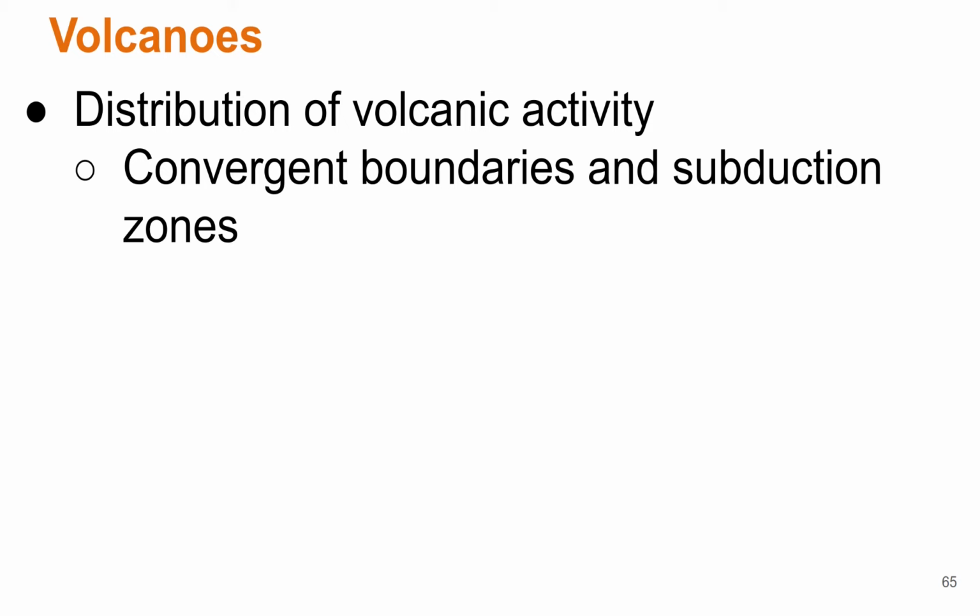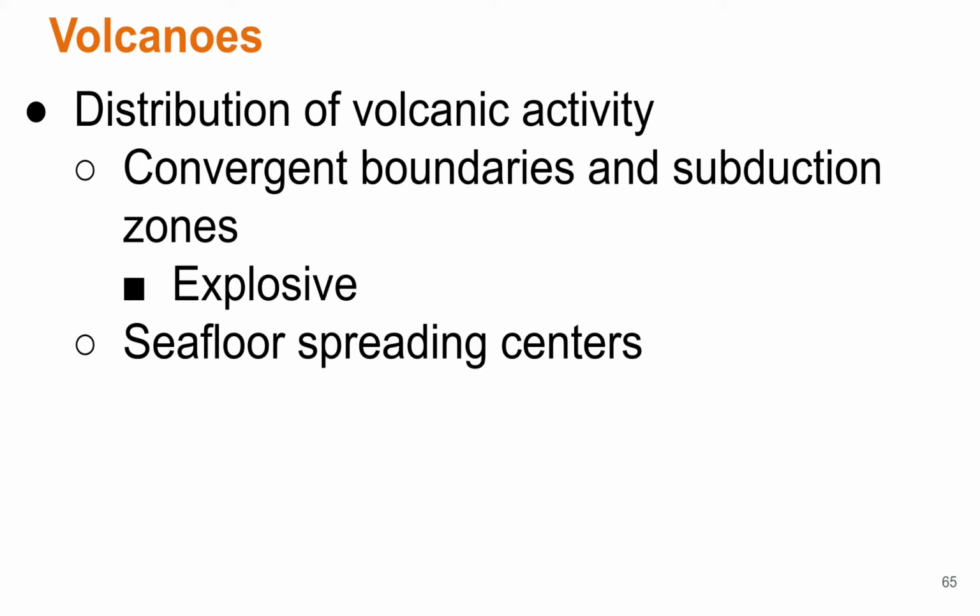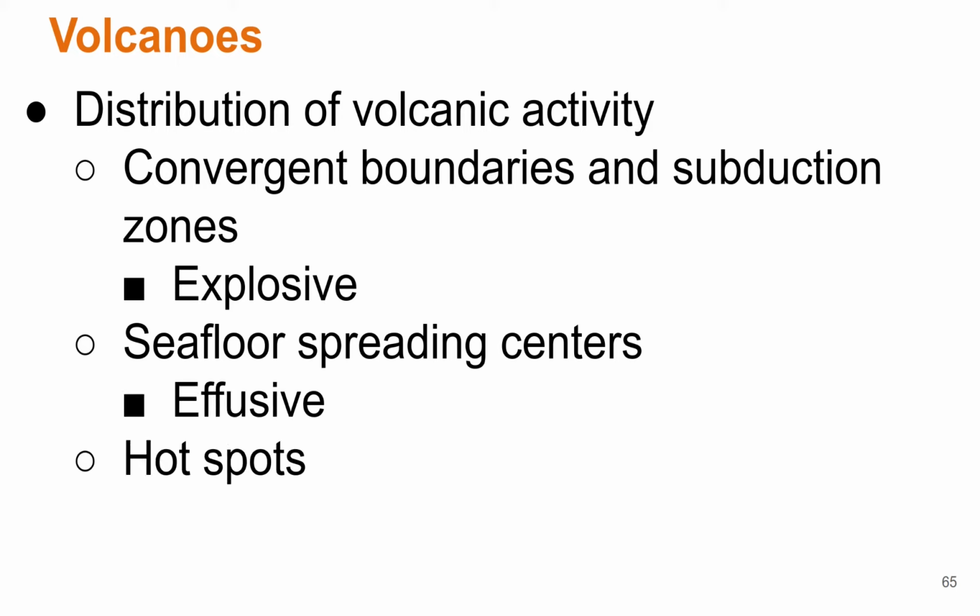So at convergent boundaries and subduction zones, where you've got continental material, you're going to have explosive volcanoes. At seafloor spreading centers like Iceland, the mid-oceanic ridge, you're going to have effusive eruptions. And at hotspots like Hawaii, you have effusive eruptions.